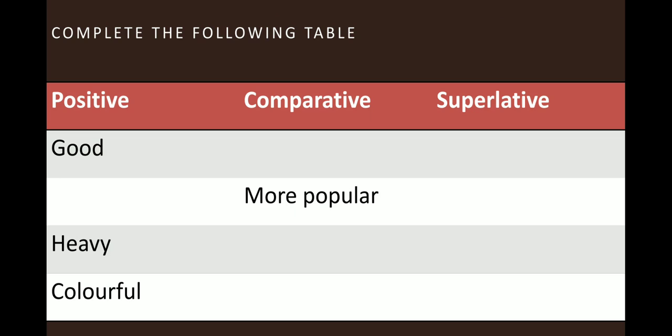Now, can you try this? Complete the following table. You have the positive for good. Provide the comparative and the superlative degrees. You have the comparative for more popular. Provide the positive and the superlative forms of this adjective. We have heavy. Positive has been provided. Provide the comparative and the superlative. We have colorful. So provide the comparative and superlative for this adjective. I'd like you to pause the video and copy this out into your notebook.